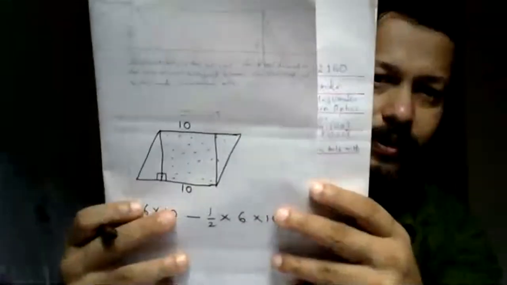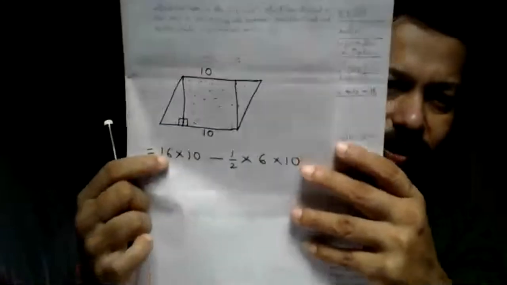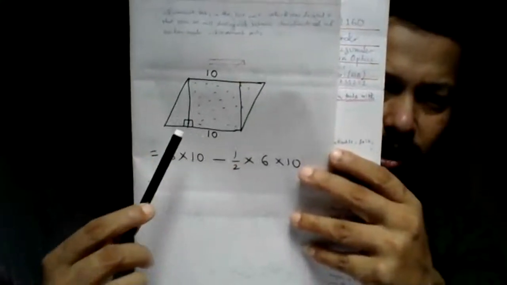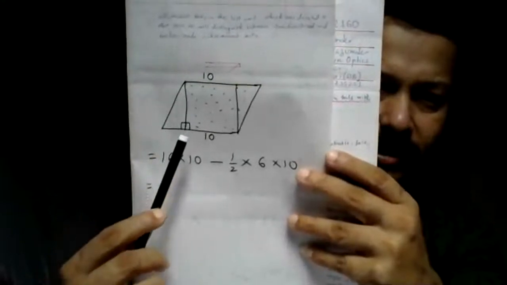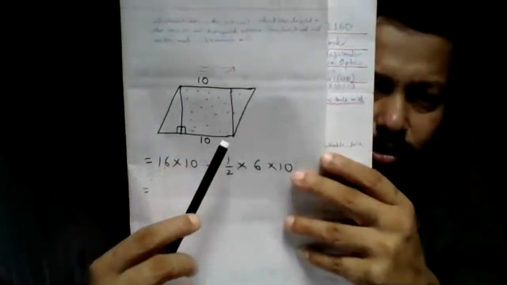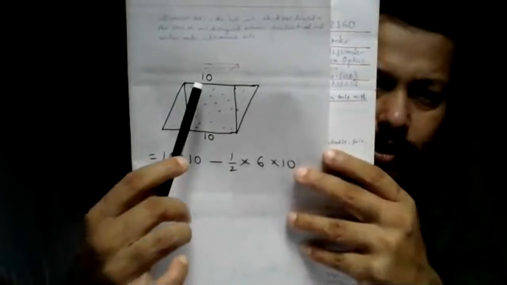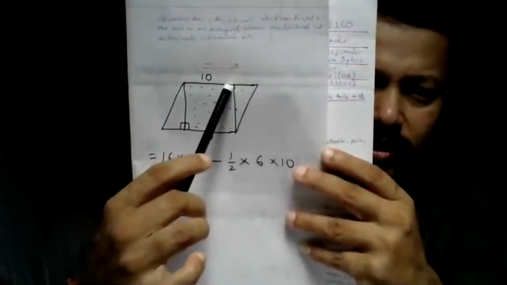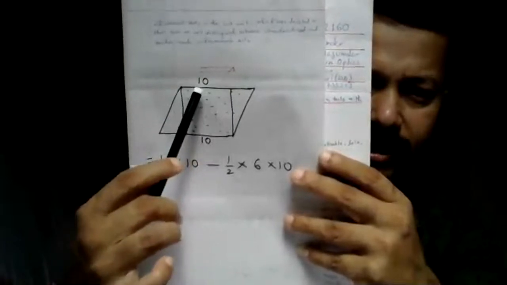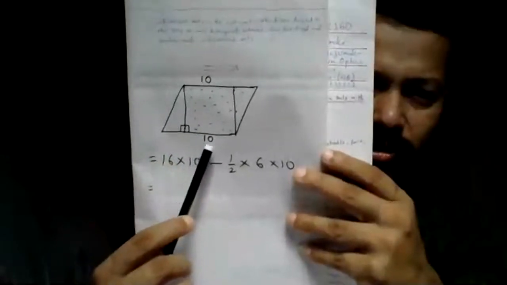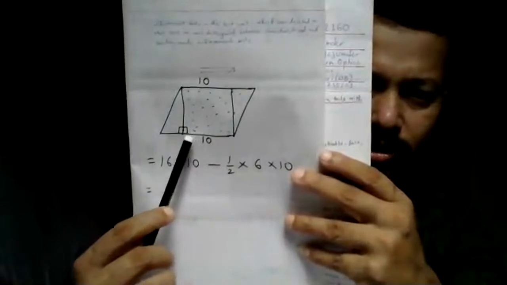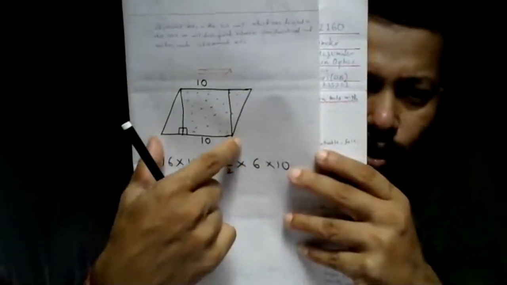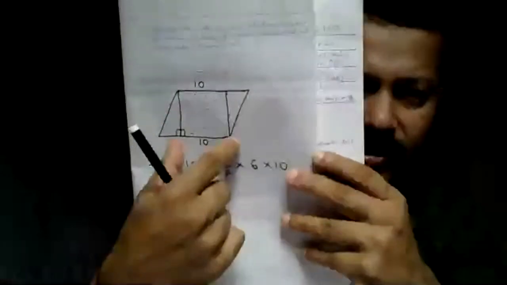Try to understand this figure. This is the parallelogram. This is given, and this is also given. This much is 10, only this much. If this is 10, then this is also 10. This much is also 10. But the whole base is 16.